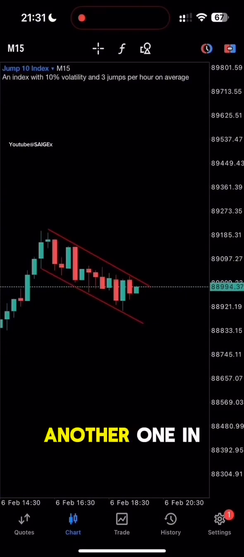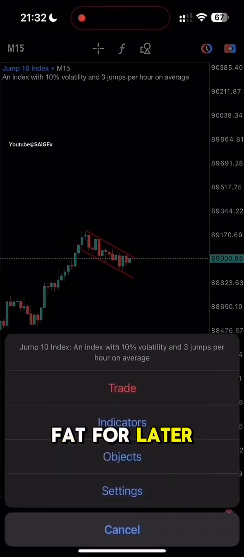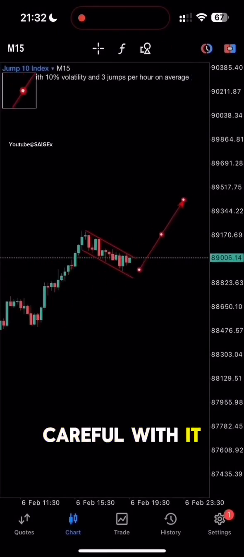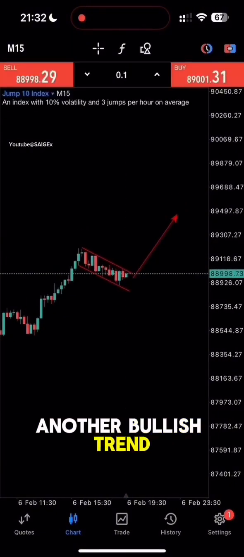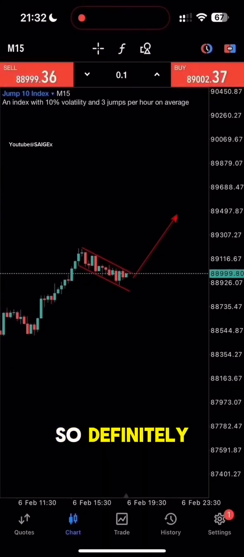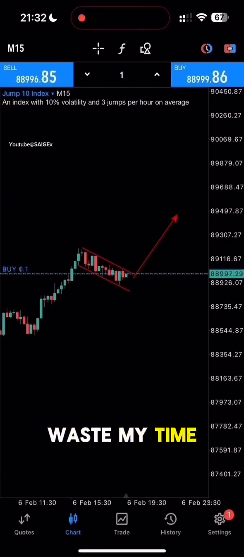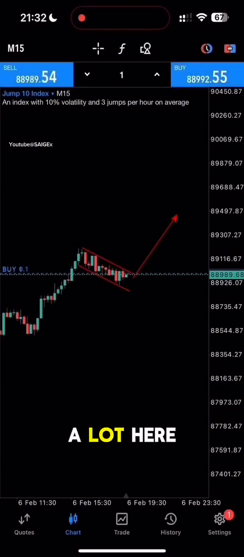So I've identified another one in jump 10. Jump 10 is not that volatile, but it can jump your account, so be careful with it. We've got another bullish trend here, another bullish trend. So definitely a bullish trend in the end will always be respected. So I won't waste my time here. I'll just put my lot sizes. I'll put a lot here because I want to change now.